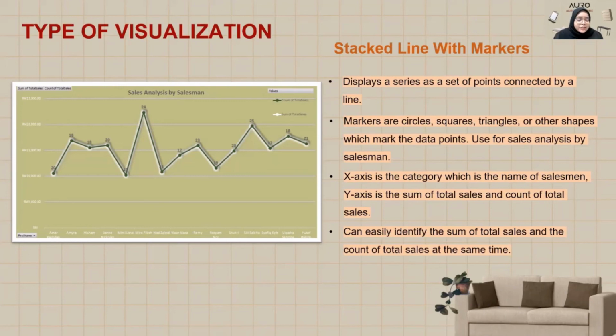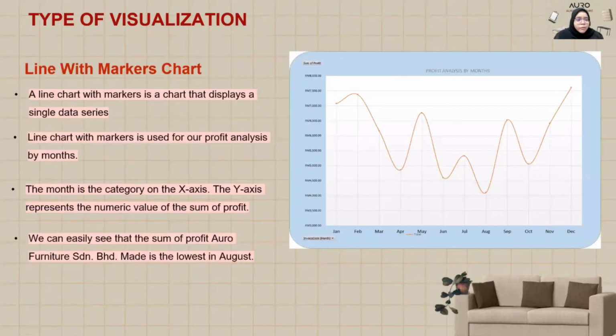I will continue with the types of visualization. This chart is the stack line with markers chart. It displays a series as a set of points connected by lines. The points are the markers. The x-axis is the category, which is the name of our salesman, and the y-axis is the sum of total sales and the count of total sales. By using this chart, we can easily identify the sum of total sales and the count of total sales both at the same time.